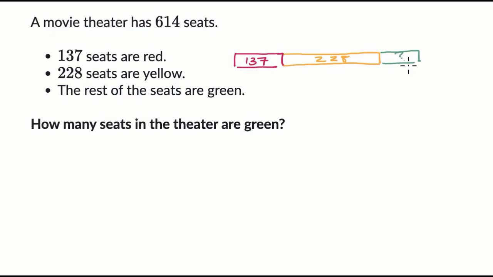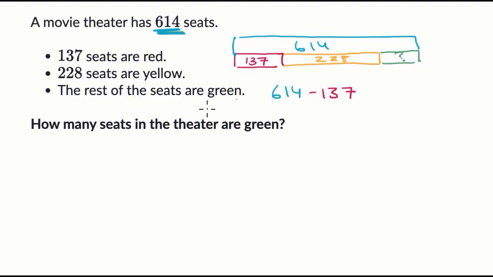And we know that the total number of seats is 614. They tell us that right over there. Let me do that in another color right over here. The total number of seats is 614. So what is going to be the number of green seats? Well, you could take the total, 614, and if you subtract 137 and you subtract 228, then you'll be left with this little green part. So we need to subtract 137 and subtract 228 to get the number of green seats.